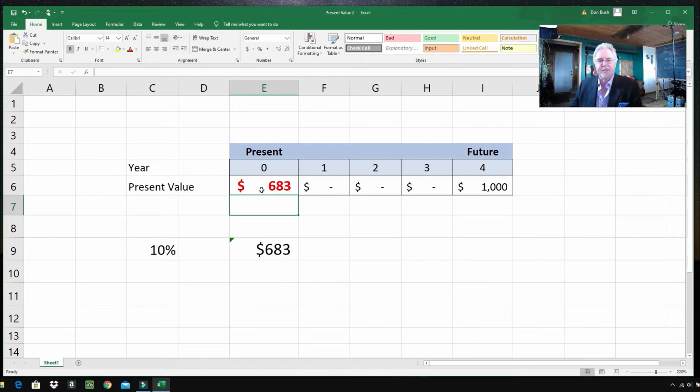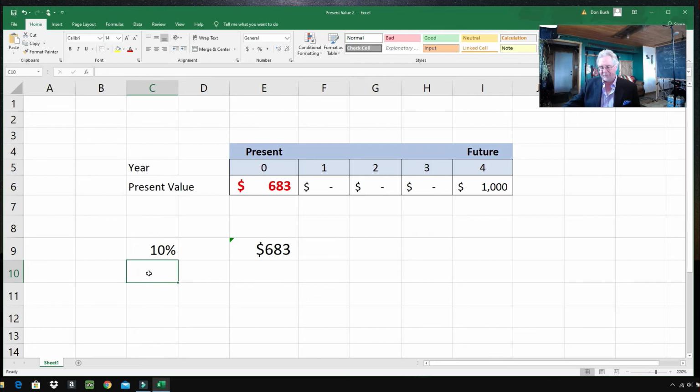To explain it another way, if a person had $683 in some sort of an investment account, and that investment account was earning 10% interest, that 683 would grow and grow and continue growing to the end of the 4th year, and it would be equal to $1,000 at 10% interest. Another way to look at it too is what would a person be willing to pay for this $1,000 if they were insisting upon a 10% rate of return? Well, they'd pay $683.